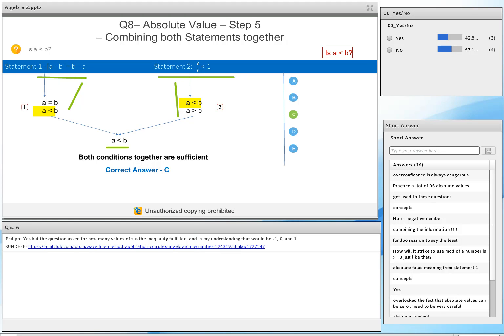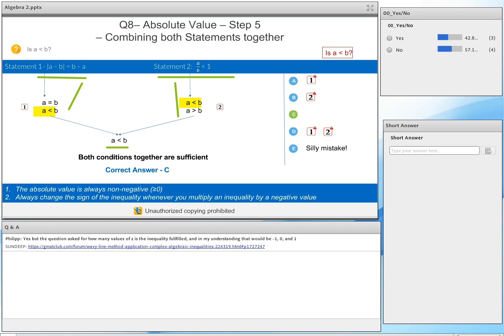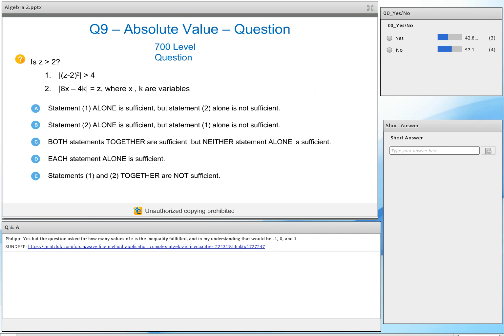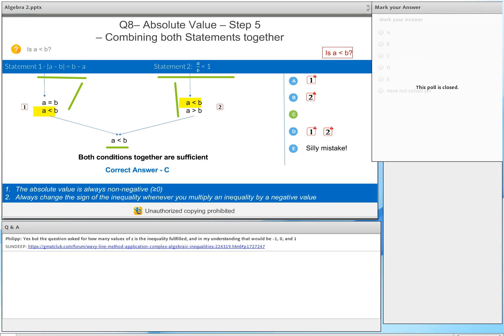All right, now let's move on to our next question. Last question here. Let's click on have not solved yet.